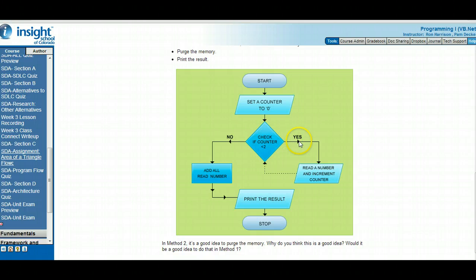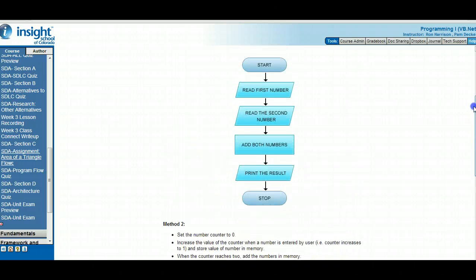So yes, it's less than 2, so then it puts in another number. So it puts in the number 3. Then it goes up here and says check if the counter is less than 2. Well, no, the counter is not less than 2. Now the counter is equal to 2. So then it's going to be a no. Then it goes over here and adds up those 2 numbers. And then it prints the results. So you can see that this flowchart is much simpler to draw than this flowchart.